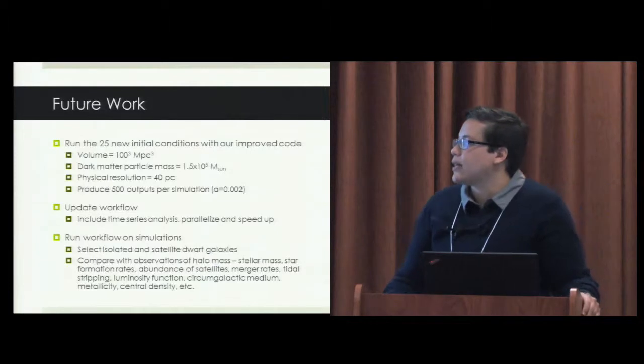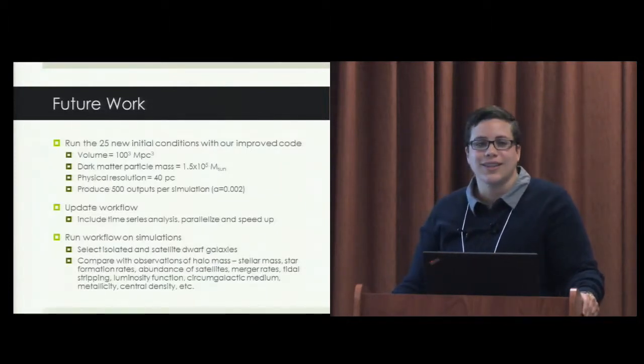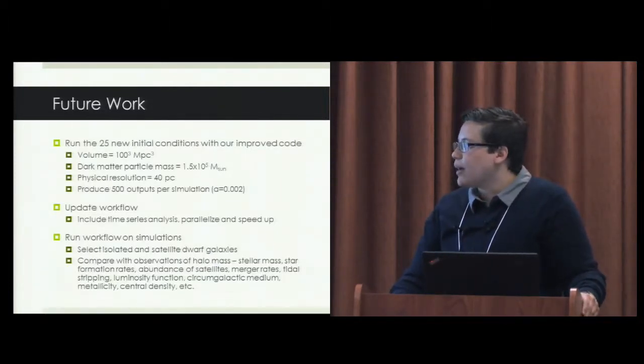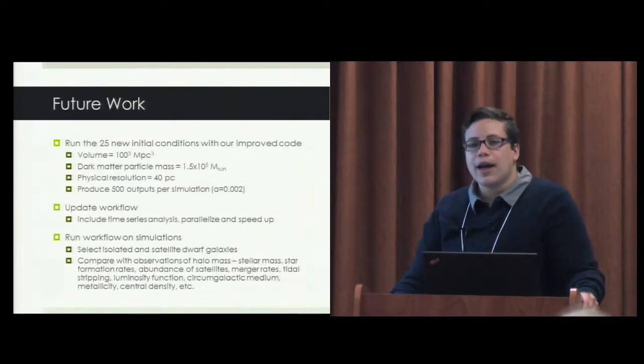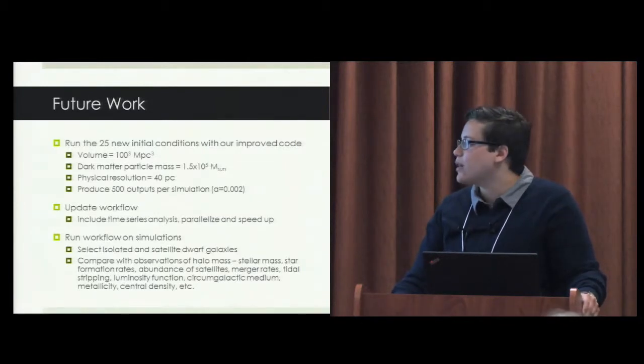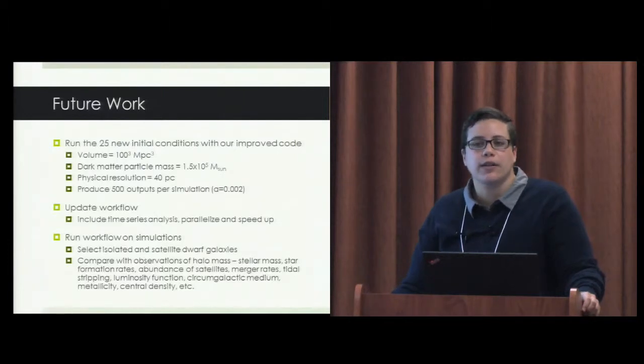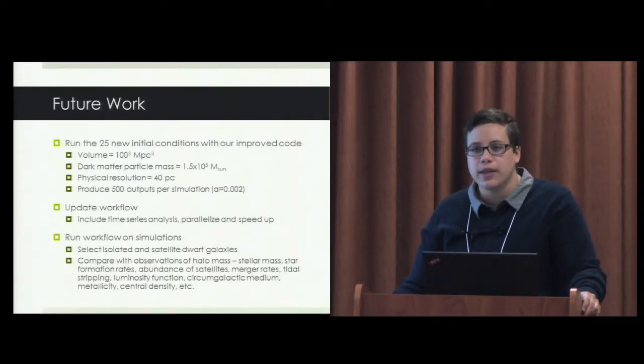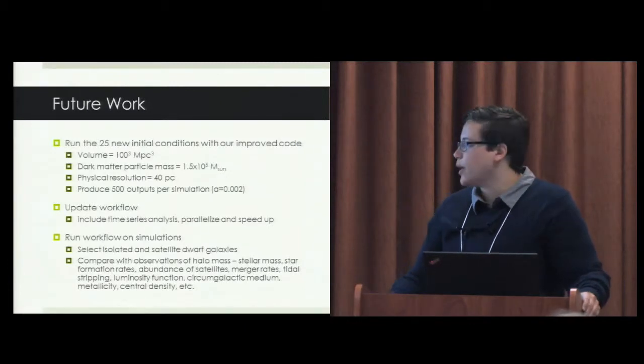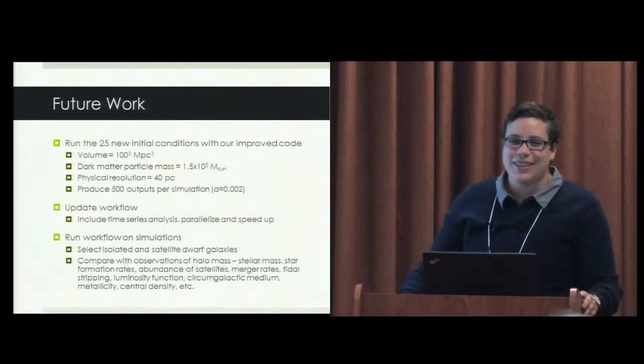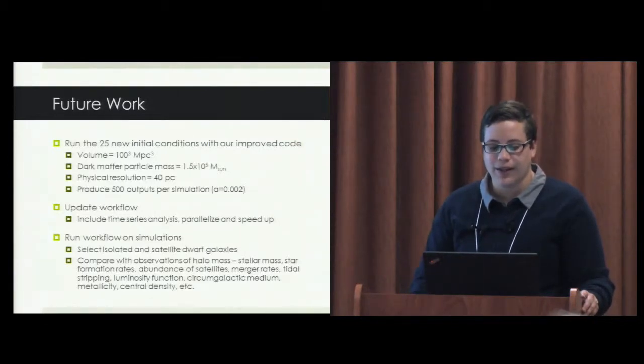Then select those isolated and satellite dwarf galaxies and look at all the interesting science results we want to find out about their stellar masses, star formation rates, the number of satellites, how they merged with their main galaxies, how much tidal interactions influence them, how much they contribute to the luminosity function at high redshift, and whether they are contributing significantly to the circumgalactic medium in terms of the metallicities of the host galaxies. There's a lot of interesting questions we can look at, and of course looking for cores or cusps. We'll try to see if that's possible with our resolution. We think it likely is.